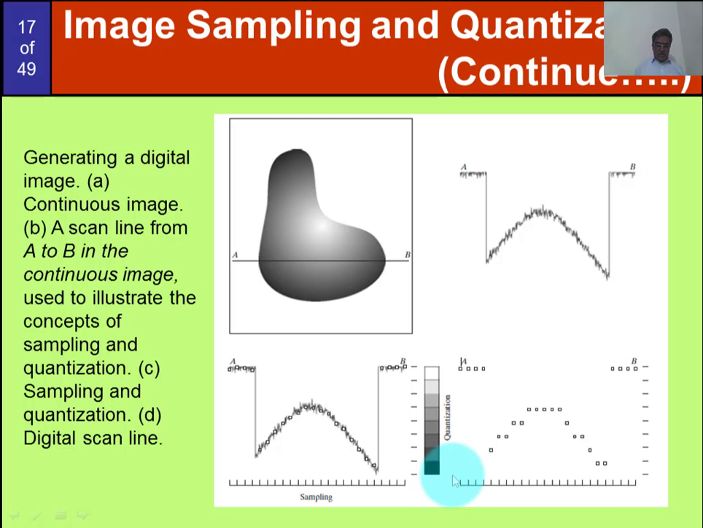So among these 256 levels, we have to select only 8. This is the dark pixel, 0 level. This is the white pixel, gray level 256. In between 0 and 256, there are 6 other gray shades here. So we have to convert the image into these 8 shades, not 256 shades but 8 shades. This is called quantization. So how will we do it?